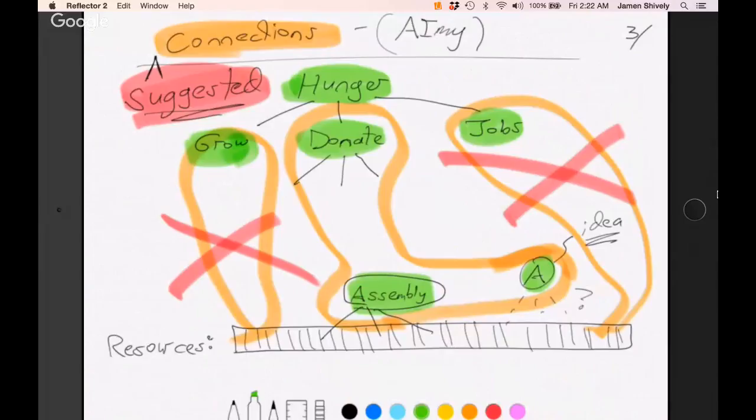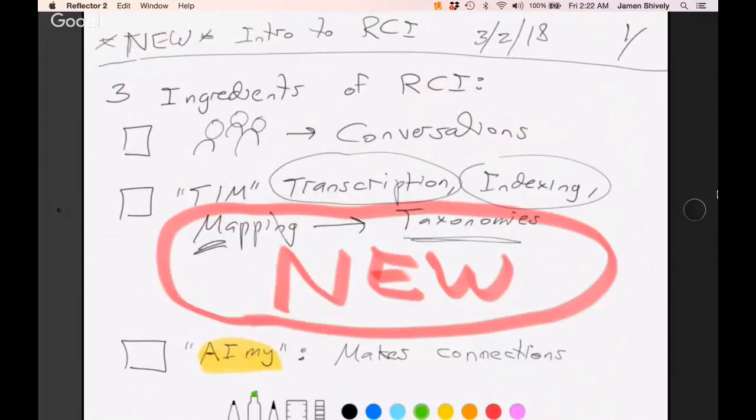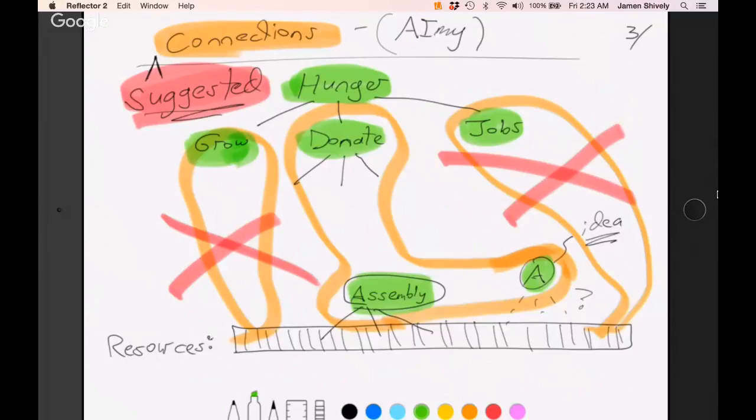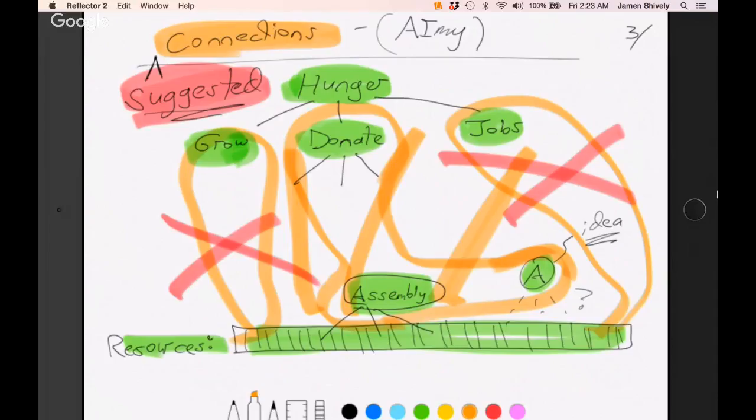Let's go back to the big picture. You have conversations, you have Tim: transcription, indexing, and mapping of the conversations to taxonomies. Amy is basically analyzing all of these mappings of taxonomies and constantly looking to close the gap between taxonomies of needs, such as ending world hunger, and taxonomies of resources, which you see down here. Okay. Amy is constantly seeking to close the gap. Hey, what about this? Hey, what about that? There's a whole topic of how she's going to be really crucial to all this, as you might imagine. But that's a bit beyond the scope of this introduction.